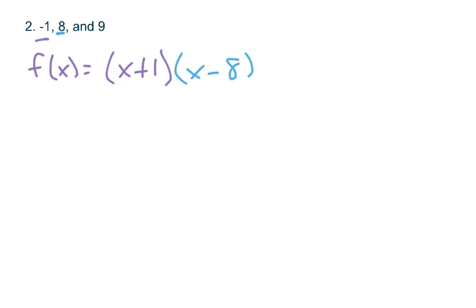Now, you don't have to multiply the first two every time. You could do the second two if you want. You could do the first one and the third one. Let's change it up a little bit. I'm going to do the second two together. So I'm still going to have x plus 1 out front.